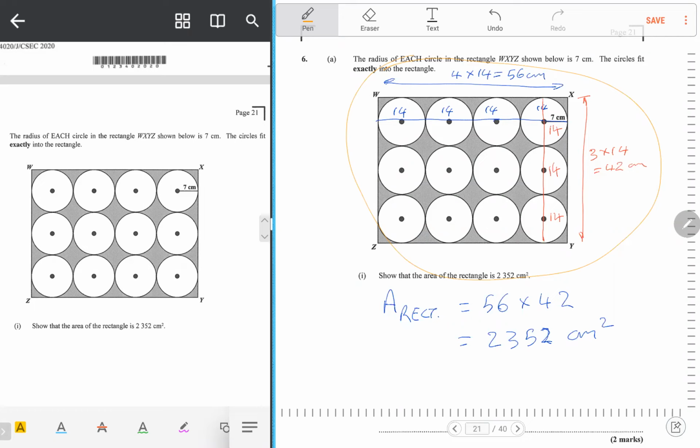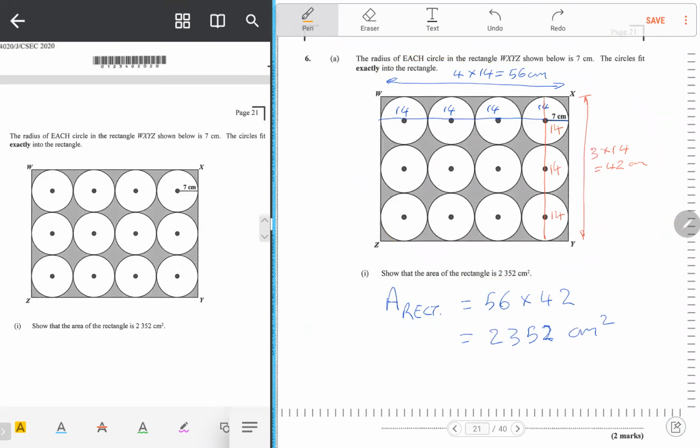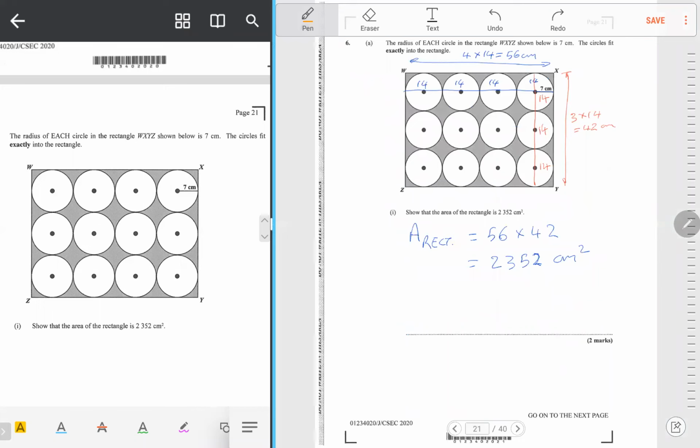So your diagram is going in with your solution. You get your marks by doing that. So you don't have to do anything else. That's good enough. You get the full marks for just doing that. There's only 2 marks anyway. That's it. Alright, next part.